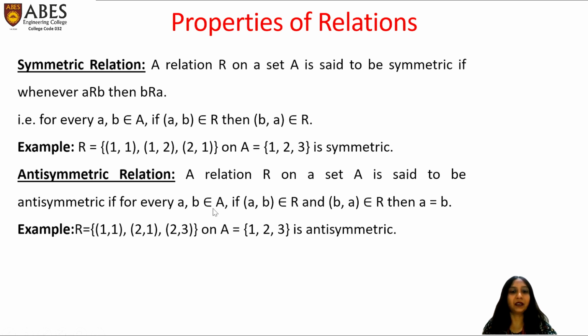Antisymmetric relation. A relation R on a set is said to be antisymmetric if for every a and b belongs to A, if (a, b) belongs to R and (b, a) belongs to R, then a is equal to b. For example, if a relation is {(1,1), (2,1), (2,3)} on A, a set in which elements 1, 2, 3 are coming, it is an antisymmetric relation.